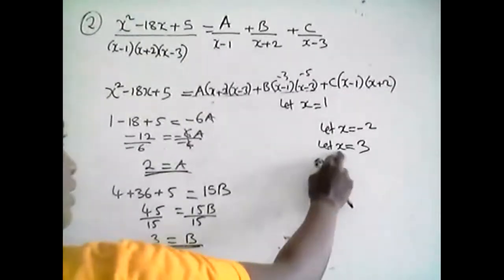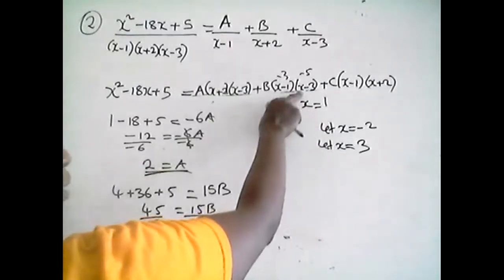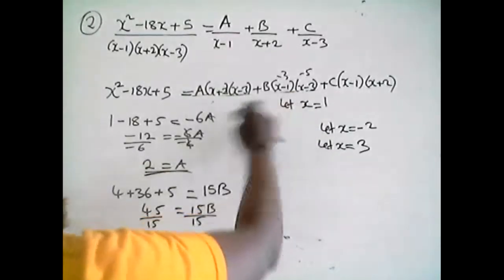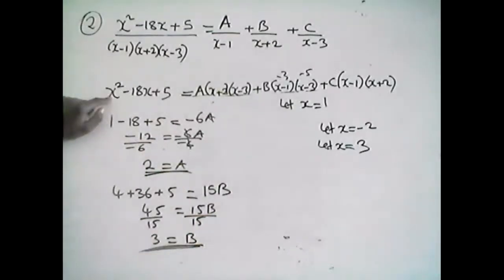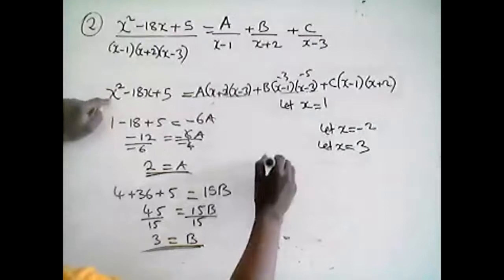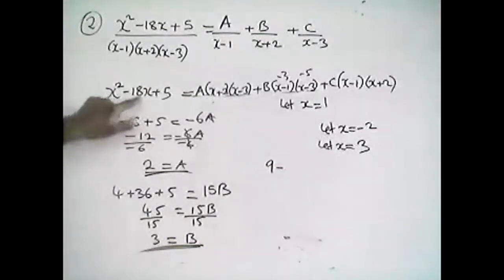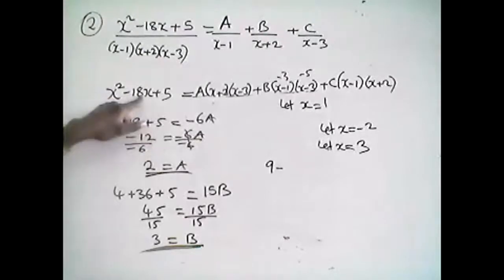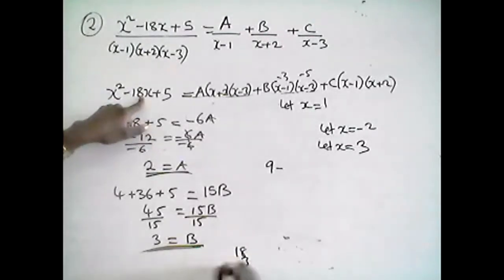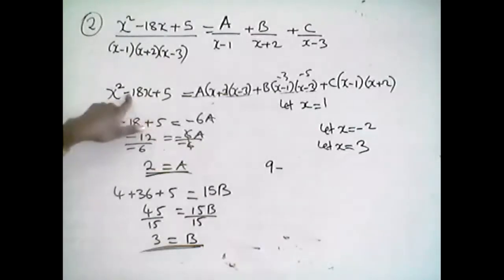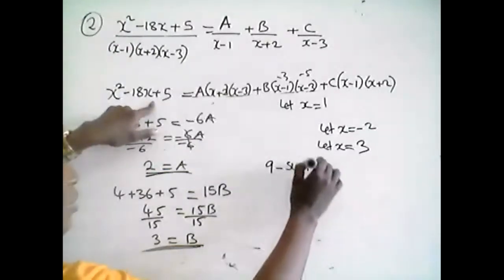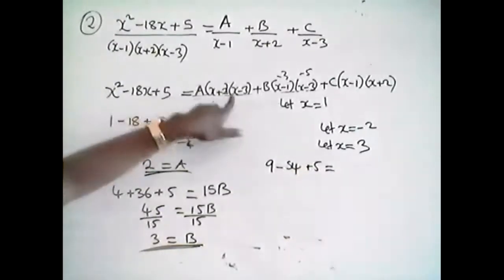So now, when we let x be equal to 3, we'll start with this which is here. 3 squared is 9, minus negative 18 multiplied by 3. So I have 18 multiplied by 3, which is 54. So it's 54, but it will be negative 54, plus 5.